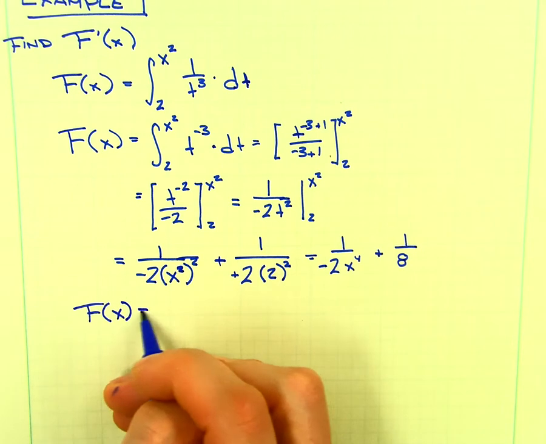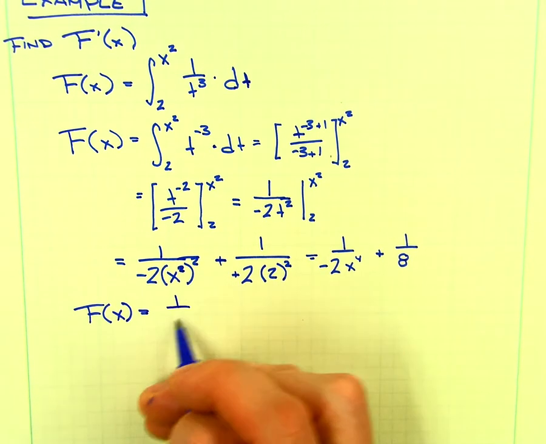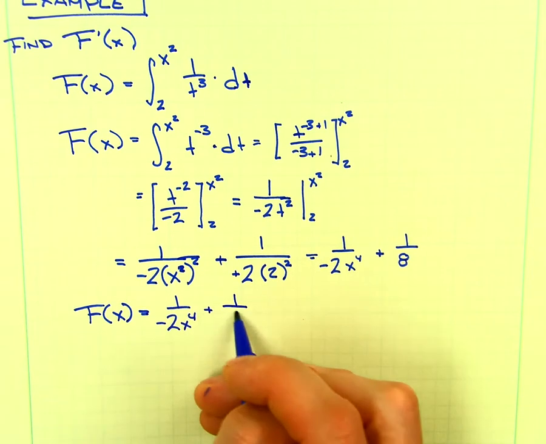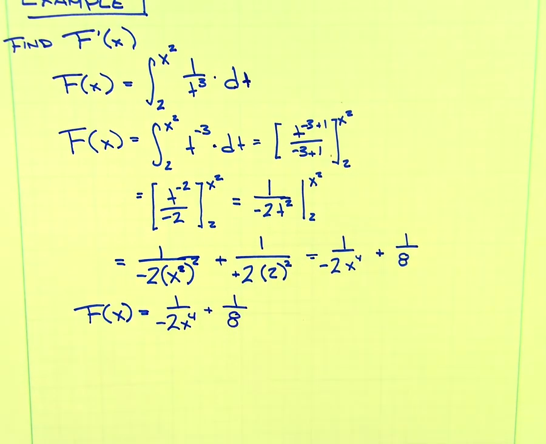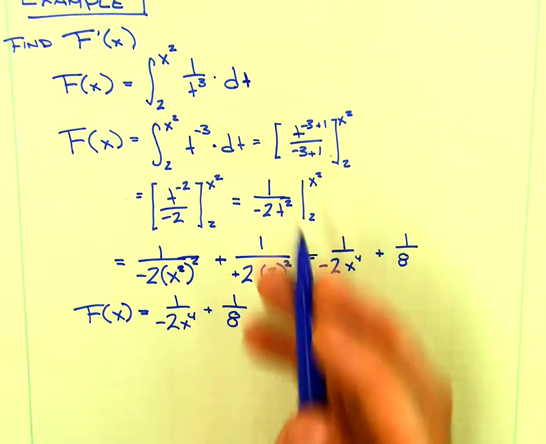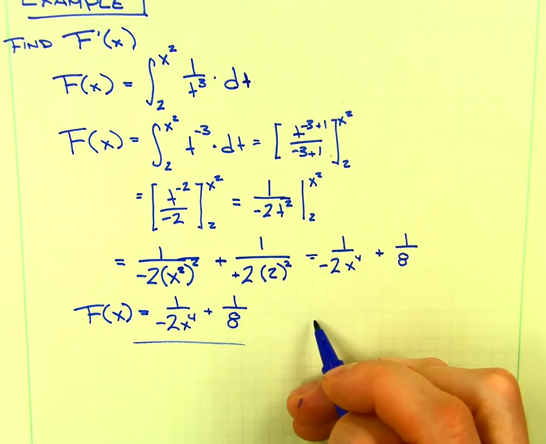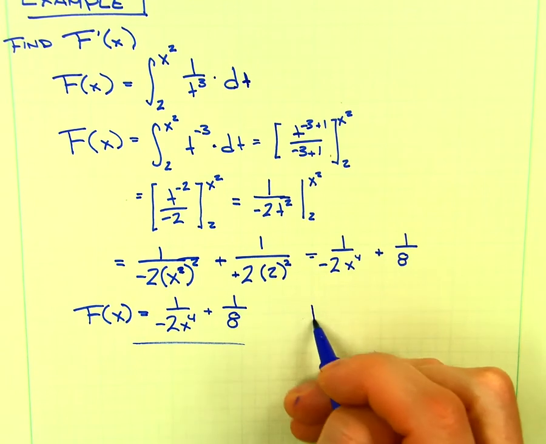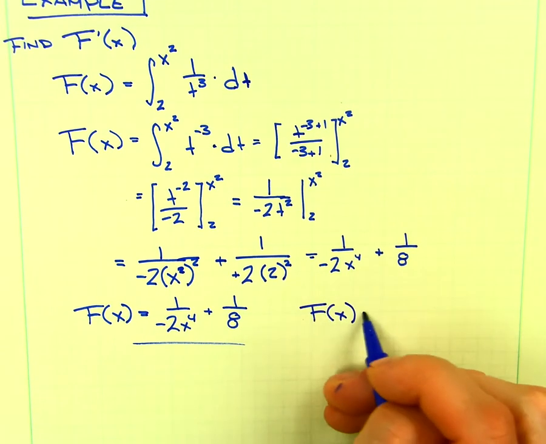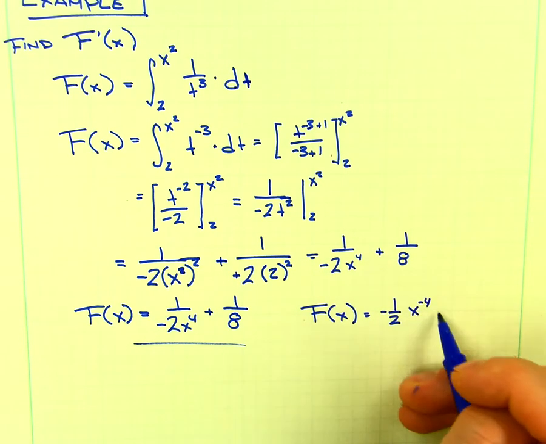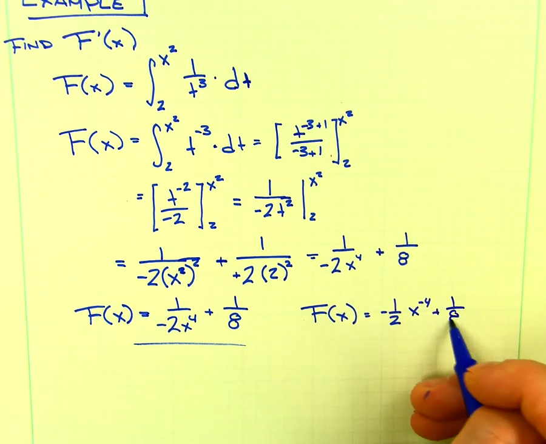f of x is equal to 1 over negative 2x to the fourth plus 1 over 8. Now, if you remember, I'm looking for f prime of x. This is most of the way, but it's not quite there. So now I can just quickly do the derivative here. Rewriting it, f of x is going to be equal to negative 1/2 x to the minus 4 plus 1 over 8.